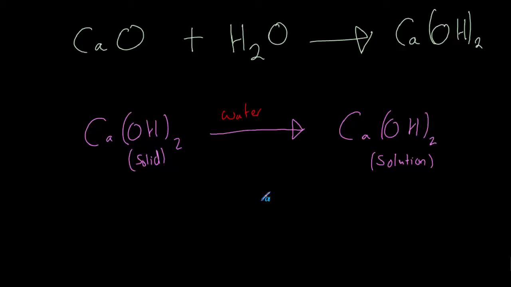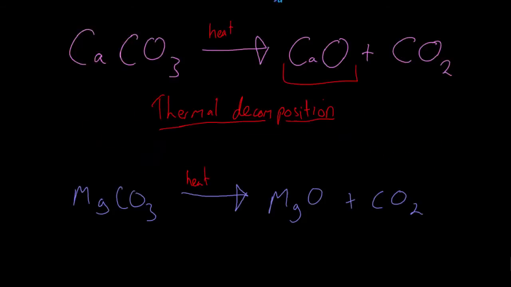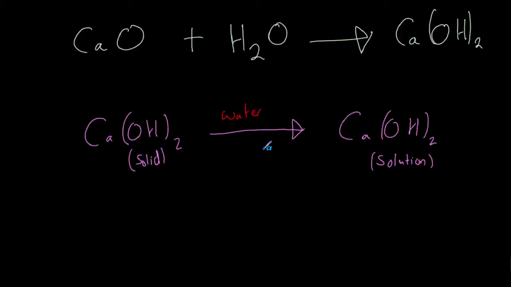Now you'll notice here that I've put the water above the arrow. I haven't included it in the equation. That is because in this case we are not forming a new substance. Calcium hydroxide in solid and calcium hydroxide in solution is still calcium hydroxide. So a chemical reaction isn't happening here. What we are doing is dissolving the calcium hydroxide solid. And so the water, not taking part in the reaction, doesn't have to be written in the chemical reaction. Remember, just like the heat in our previous equation, the water above the arrow shows that it is a condition rather than part of the reaction.